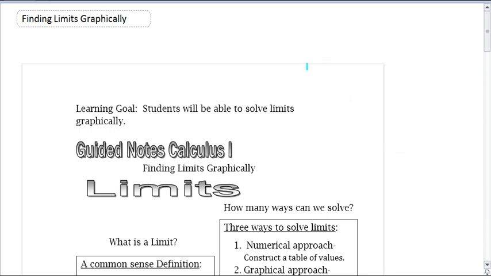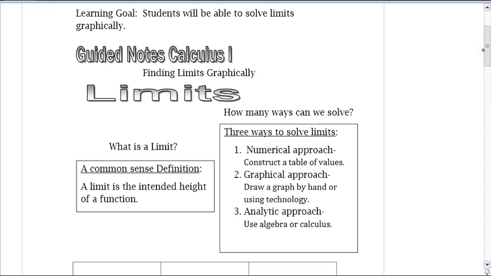Okay, today we're going to take a look at finding limits graphically. My favorite topic in terms of limits. So the learning goal: students will be able to solve limits graphically. Very small learning goal. We're going to use what we learned in the other two videos to do this.